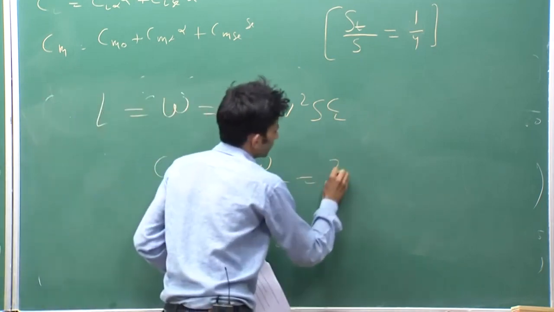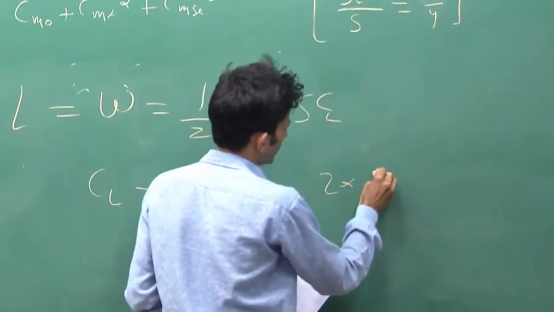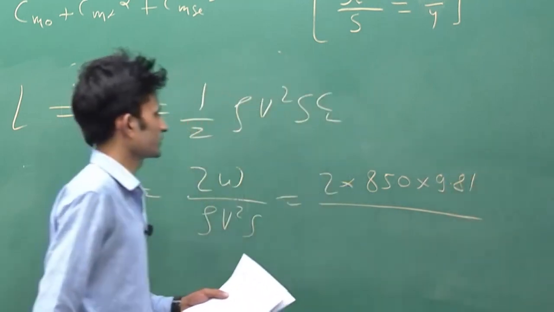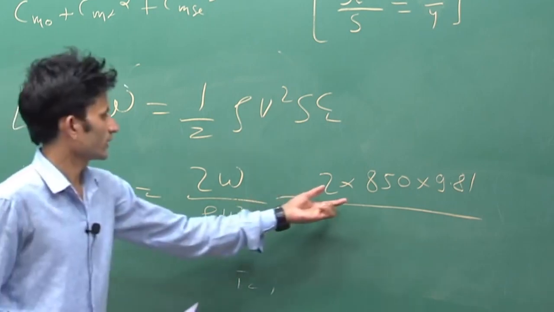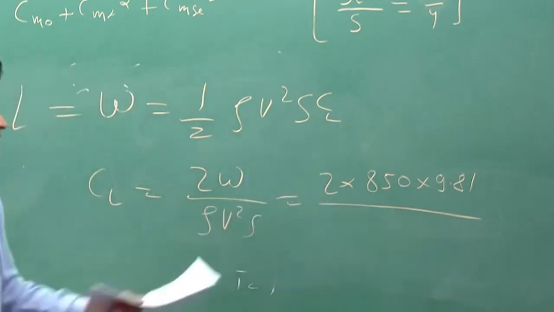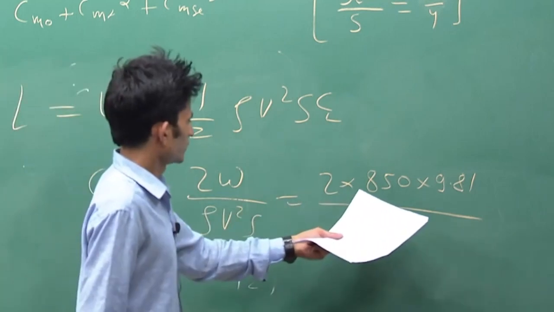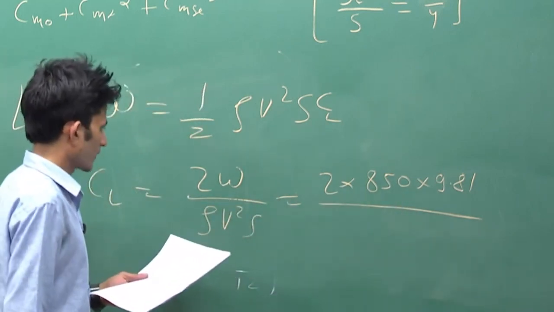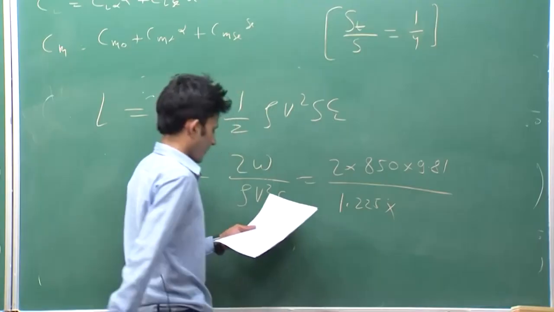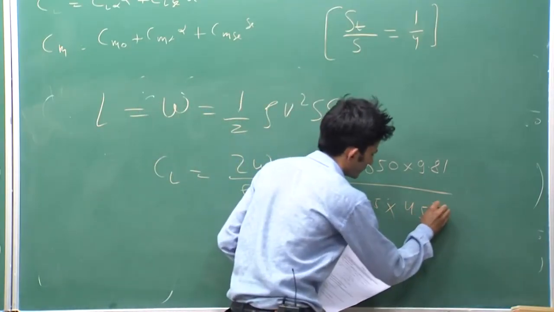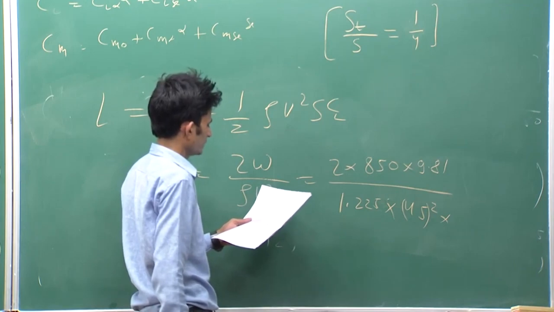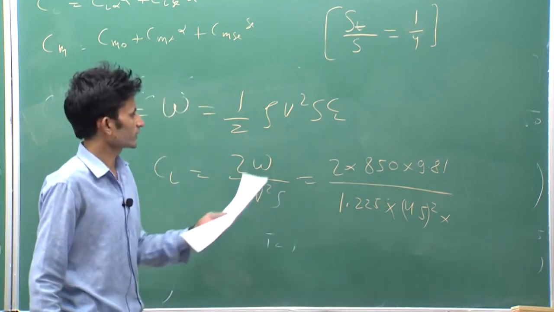So, put this value: 2 into the weight, which is given, 850. Please note down that 850 kg is the total weight, because at the beginning of this lecture I think we missed this weight. So, please note this down. Weight will be 850 kg, and rho at mean sea level 1.2256, take 3 digits. V speed is given already, 45, this is V square, 45 square. The area of the wing is also given, you have to take the rectangular shape of the wing.